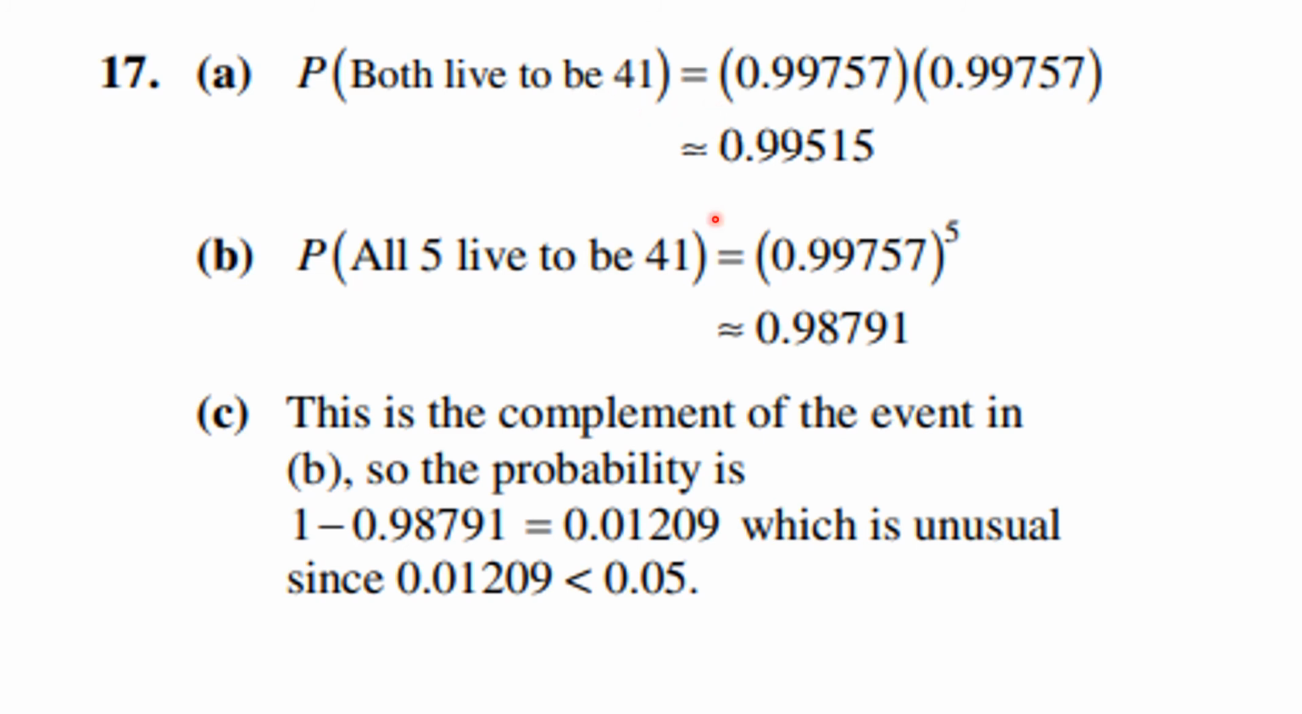Well, the probability they all live to be 41 is the product of the probabilities that each one of them does because they're independent. All 5 live to be 41. You're raising that to the 5th power because you're multiplying this by itself 5 times and get this number. This was at least one in the 5 die, so the product is the complement of the event, and so that is 1 minus this number. And it asks, was that unusual? And it is, because that is less than 0.05, which is our threshold for things being unusual.